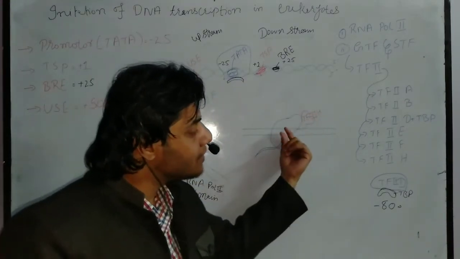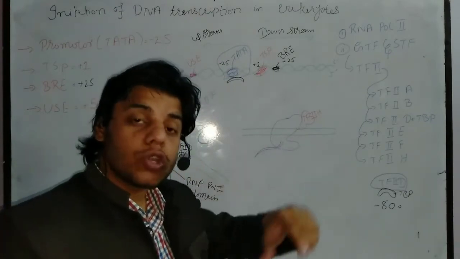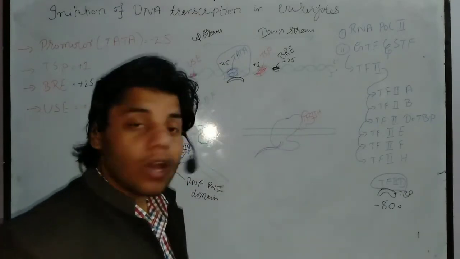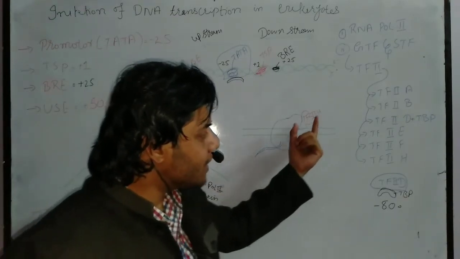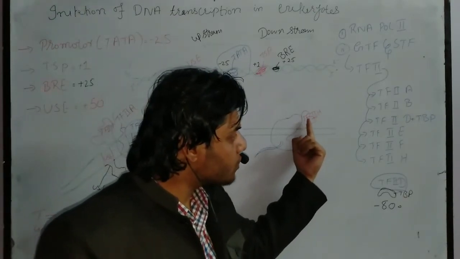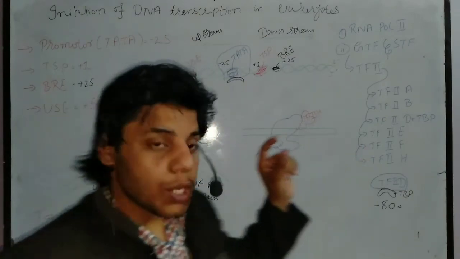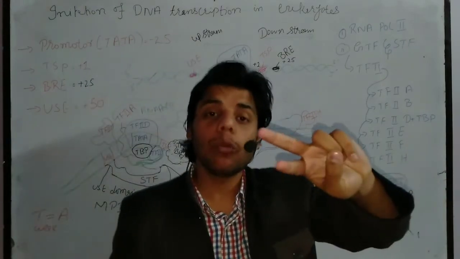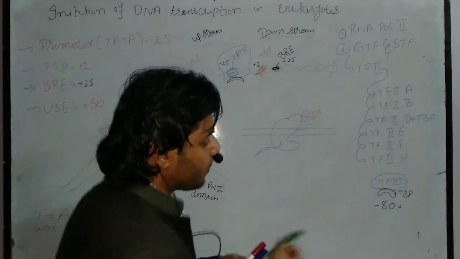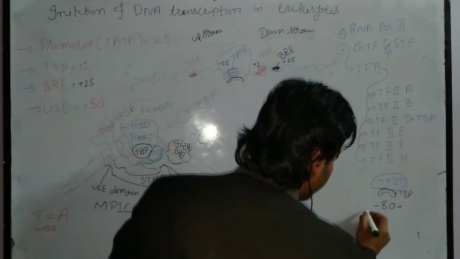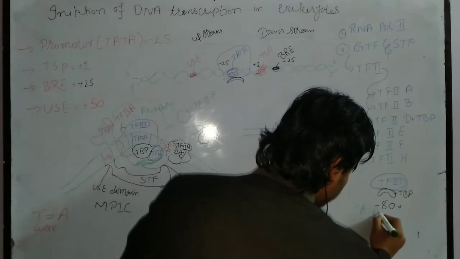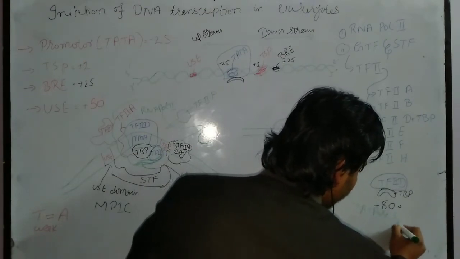When the DNA starts melting at that position, it will make another complex, which we call the open complex. This open complex is formed by transcriptional factor 2H. Transcriptional factor 2H has two main functions. The first function is that it has ATPase activity, and the second function is that it has helicase activity.